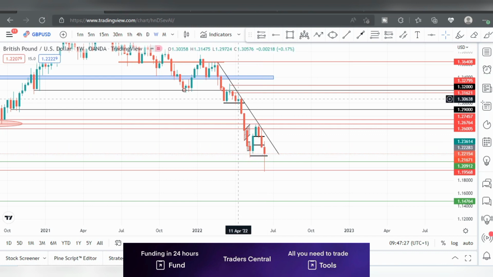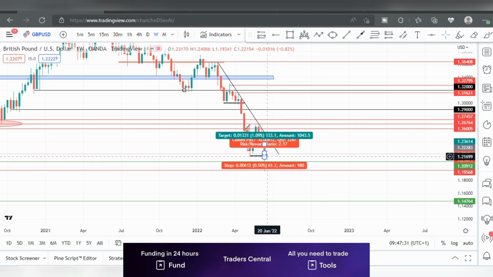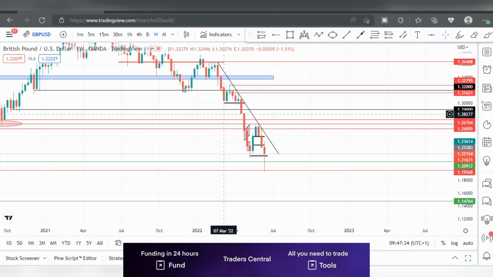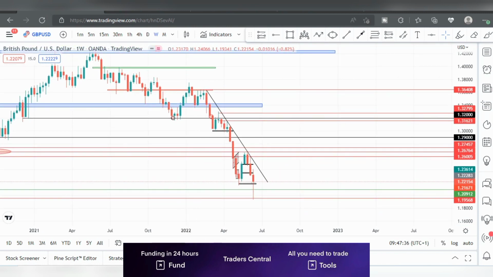Around the 1.218 area. And now we can see the formation of this long wick here, which for me could be an indication of the start of a bullish move.